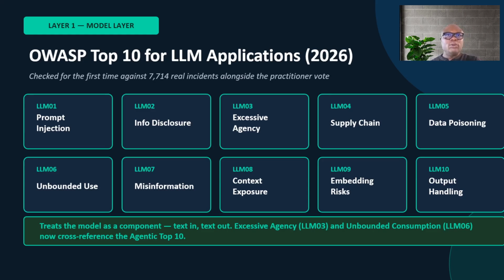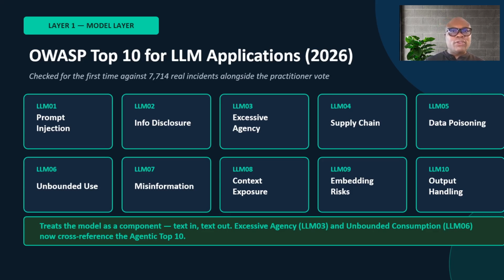So let's look at layer 1, that is the model layer. The OWASP Top 10 for LLM Applications was checked for the first time against 7,714 real incidents, alongside a practitioner vote. That is how the organization came about these 10 items. So we have LLM01 to LLM10. Within that, we have prompt injection, sensitive information disclosure, excessive agency, supply chain, vector and embedding weaknesses, and output handling. I am not here to reel out what the top 10 is. Most of us are very familiar with it. But the point I'm trying to make is that these are the risks identified when you treat the model as a component: text in, text out, with excessive agency and unbounded consumption.